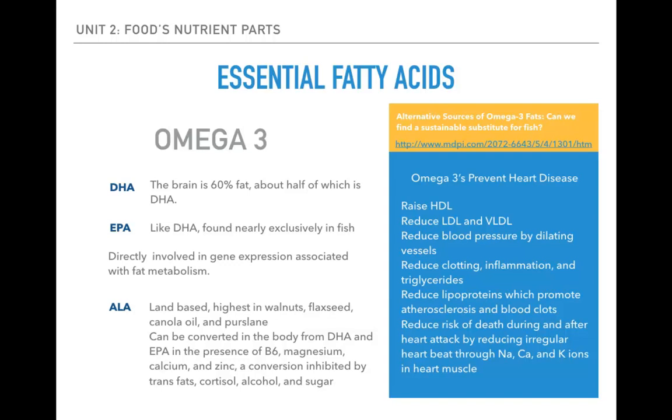There appears to be an antidepressant effect from omega-3s as well. Doctors have prescribed these fats for major depression, postnatal depression, bipolar disorders, schizophrenia.